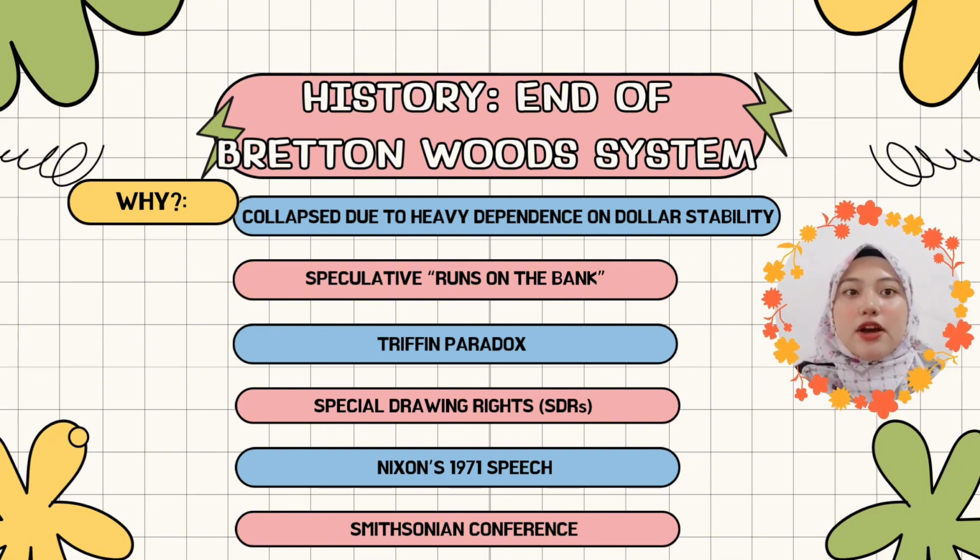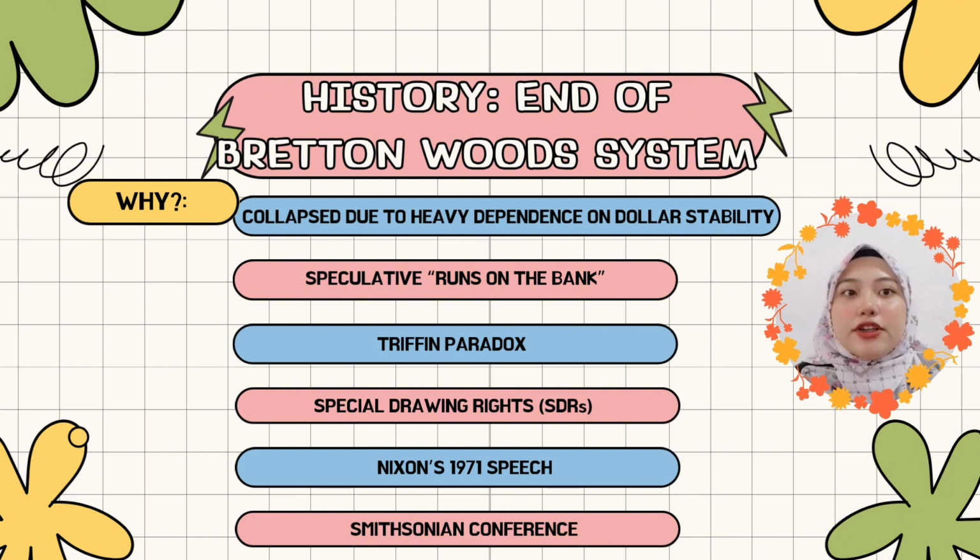The introduction of special drawing rights by the IMF in 1969 was an attempt to create a new international reserve asset and reduce reliance on the dollar and gold, but it was too little and too late. The final blow came with Nixon's 1971 speech.